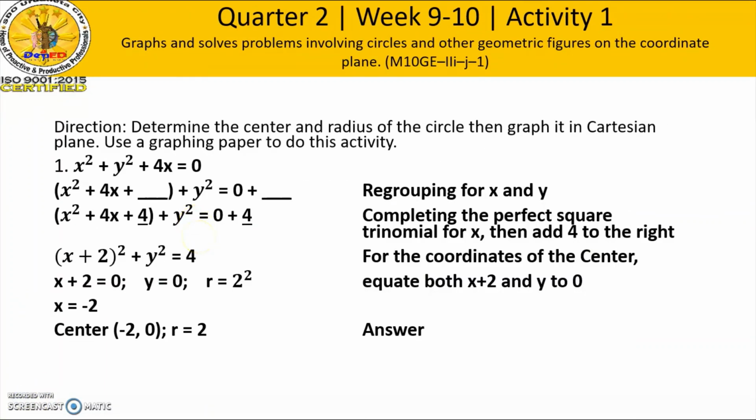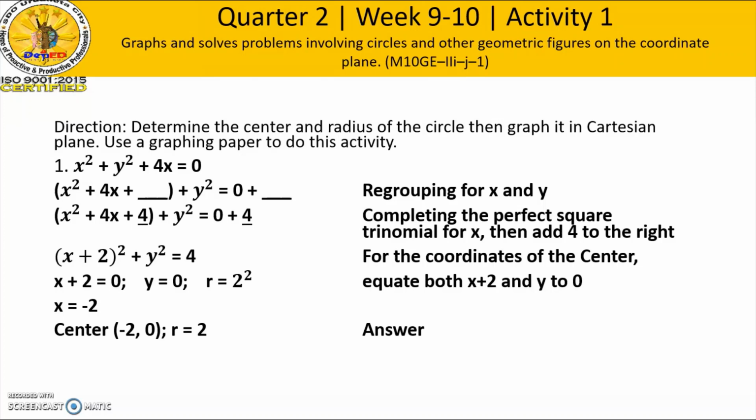For your Activity 1 in your activity sheets, the direction is: determine the center and radius of the circle, then graph it in the Cartesian plane. Use a graphing paper to do this activity. Number 1. x squared plus y squared plus 4x equals 0.